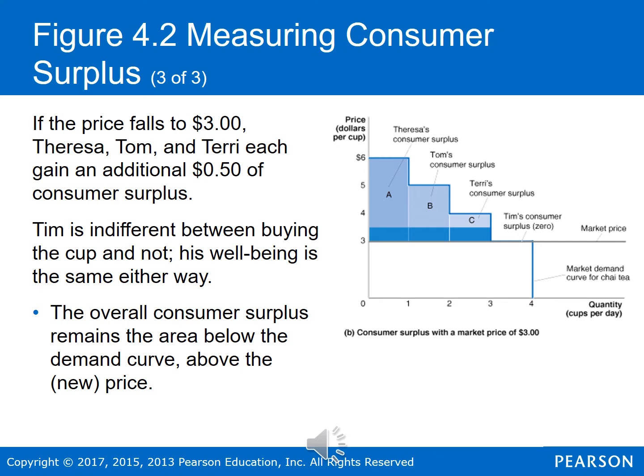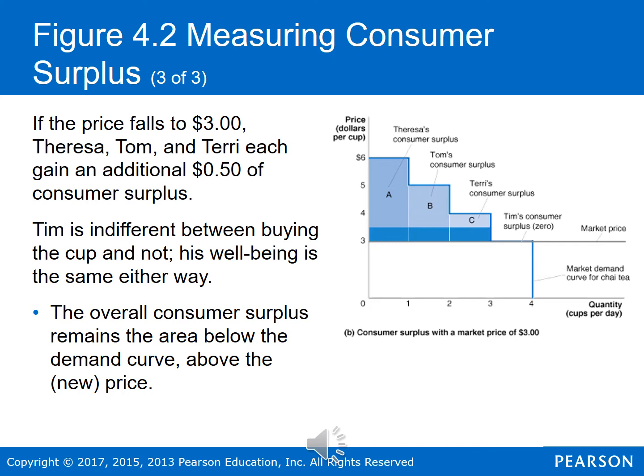Now let's see what happens if there's a price change. Let's suppose that the price falls from $3.50 down to $3. So now what's going to happen? Teresa, Tom, and Terry are all going to gain consumer surplus of 50 additional cents. That's the 50 cents that the price dropped.